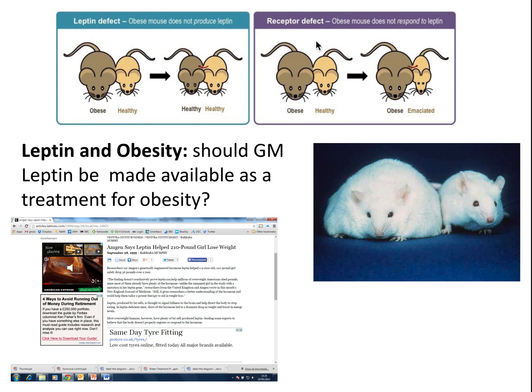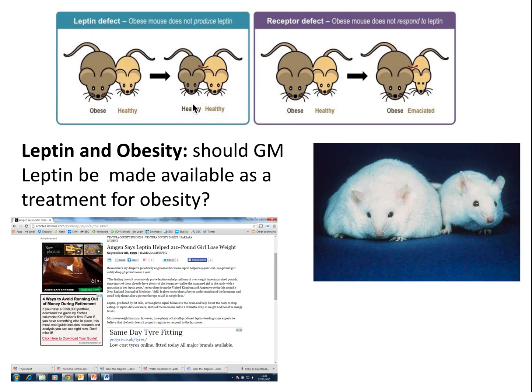This is where it was receptor deficit. So they removed or blocked the leptin receptors in the obese mouse. And so even though the blood with leptin was traveling from the healthy mouse into the obese mouse, because they were blocked, it couldn't help the obese mouse. So he stayed obese, and actually the healthy mouse started to become emaciated, so really, really skinny, because there was so much leptin in the bloodstream, it told his body to not eat at all. So he started to become skinny.